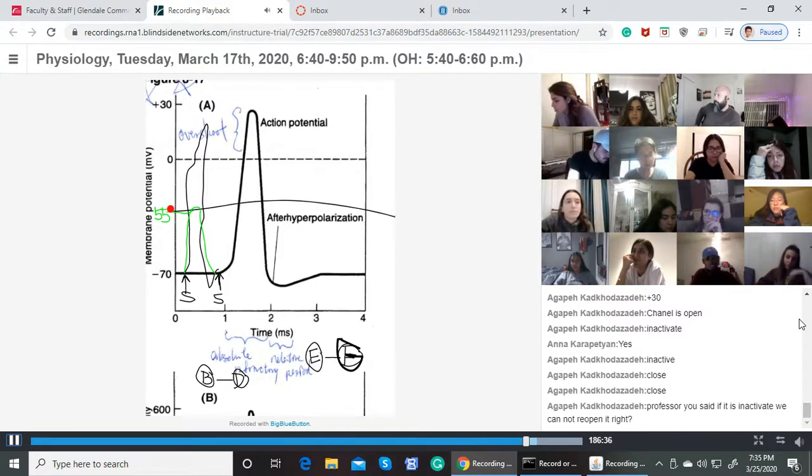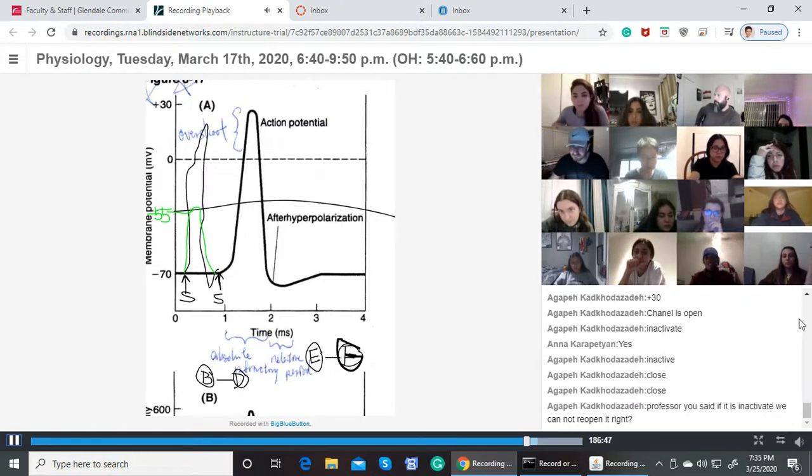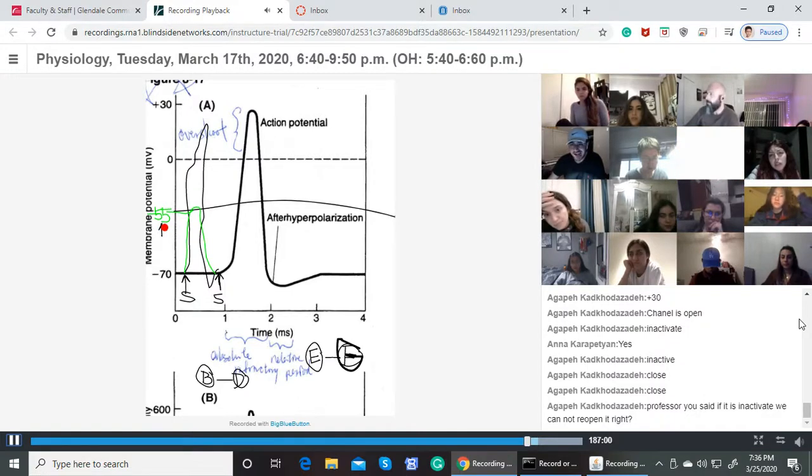May I ask what's the difference between minus 55 and minus 70? Let me do the math. The difference between them is approximately, what, 25? 15. Is it 25? 15, okay, thank you. See, my math sucks. Sorry about that. The difference is approximately 15.